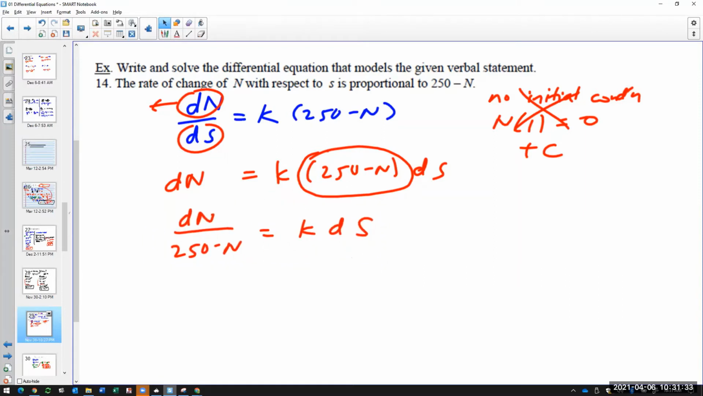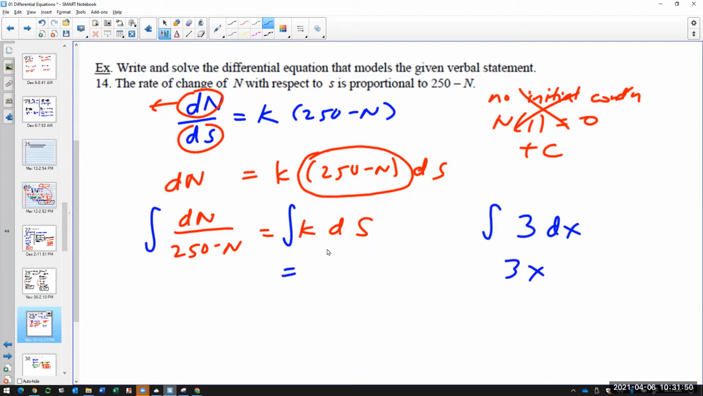Then you integrate. So I'm going to integrate both sides. Let me just start on the right side first, because the right side is actually easier to integrate. If I have the integral of some number times dx, what is that integral? 3x. Do you see K as some number? So that just carries down. And instead of x, what am I going to put? S. That's how I integrate the right side, but don't forget C.